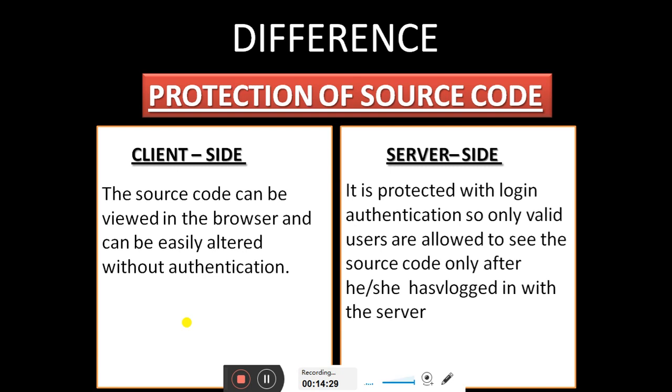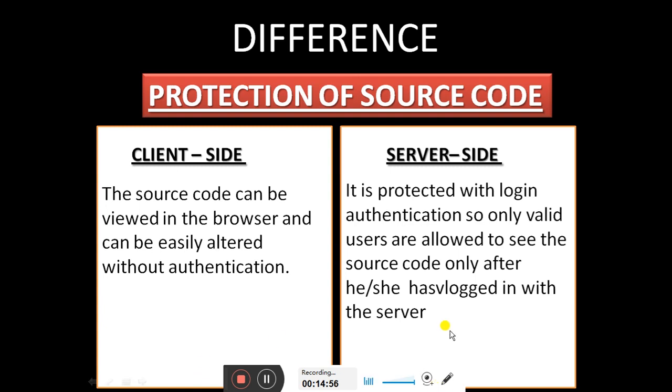Now, protection of source code. The third difference is protection of source code. On the client side, the source code can be viewed in the web browser and can be easily altered without authentication. As the code block and the web browser are on the same machine, anyone can access that data and anyone can alter that data without any authentication.